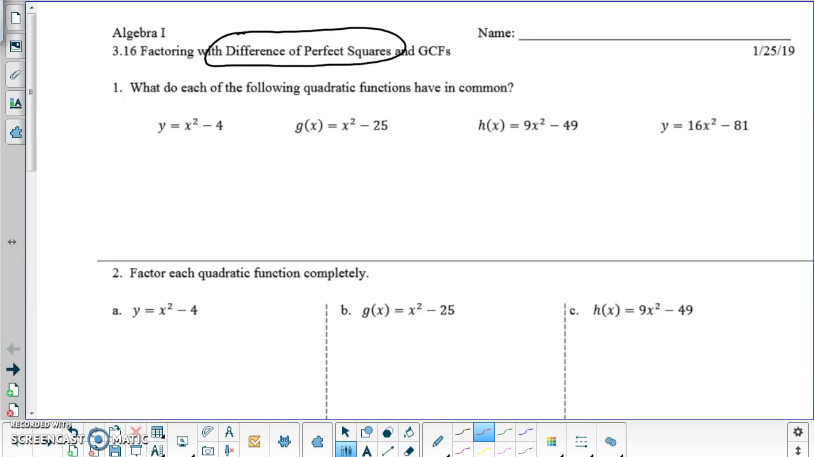Today we're going to talk about factoring with the difference of perfect squares in GCFs. So these four are all difference of perfect squares, but you're going to have to learn how to recognize them. They have a couple things in common. One is that they all have an x squared, so they are all quadratic.